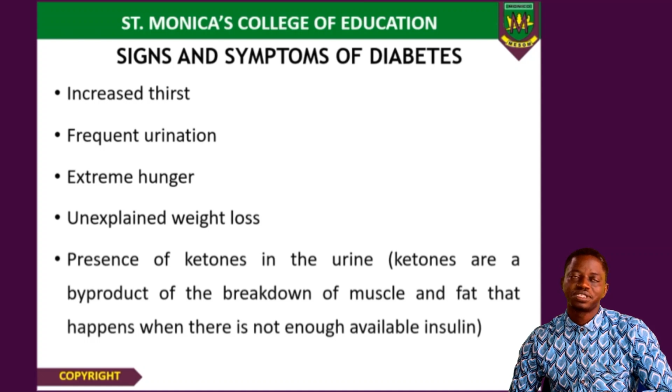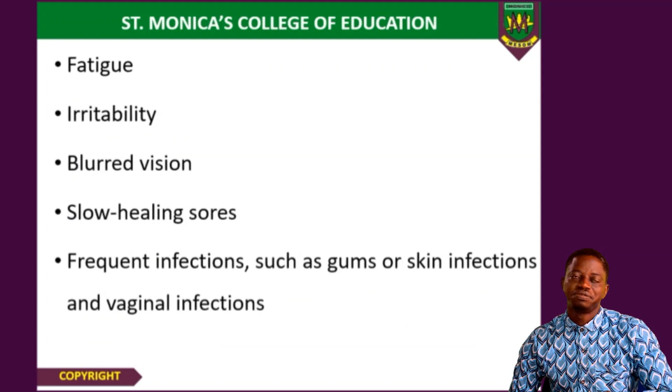And then we also have fatigue, irritability, blurred vision, you cannot see clearly. Then slow healing sore. It's a light sore, then it takes months or years for it to heal. Frequent infections such as gum or skin infection, and then vaginal infection, especially candidiasis and the rest. And then prevention strategies.